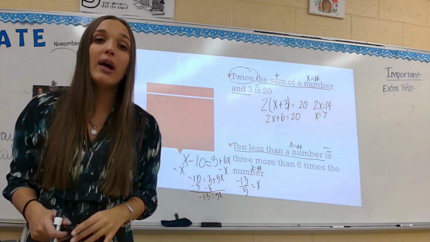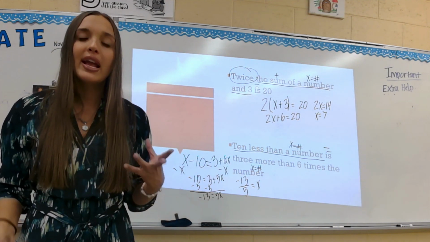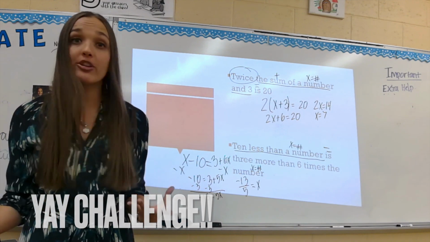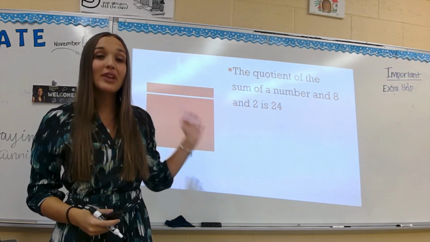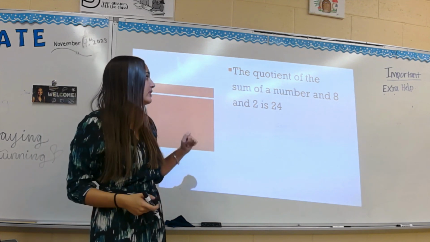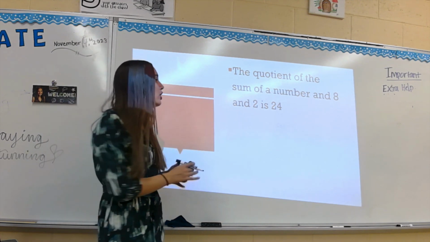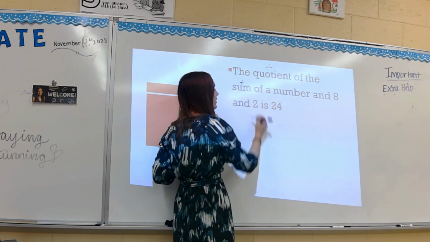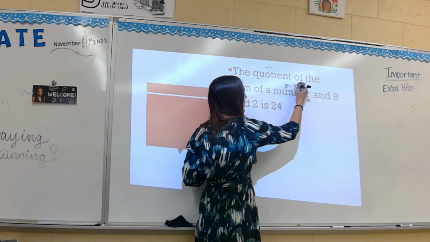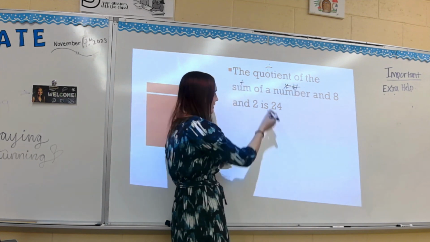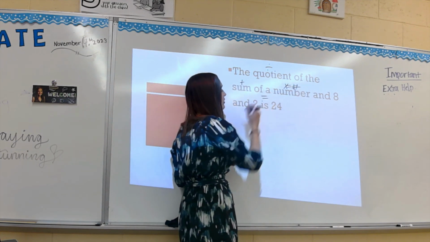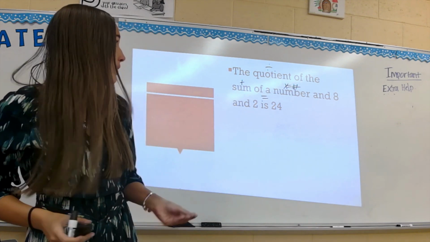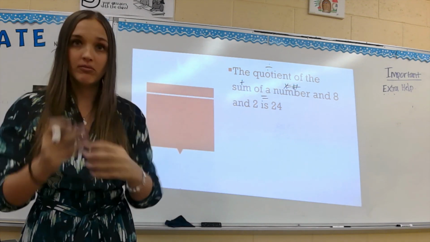Let's try one more problem where now we're going to use the quotient rule and see how to apply it. It might be a little bit more challenging than we're used to seeing, but a challenge is always good, right? So now we have the quotient of the sum of a number and 8 is 24. Quotient means division. Sum means addition. Number equals x. Is means equals. So I'm going to break it up. The quotient of the sum of a number and 8.